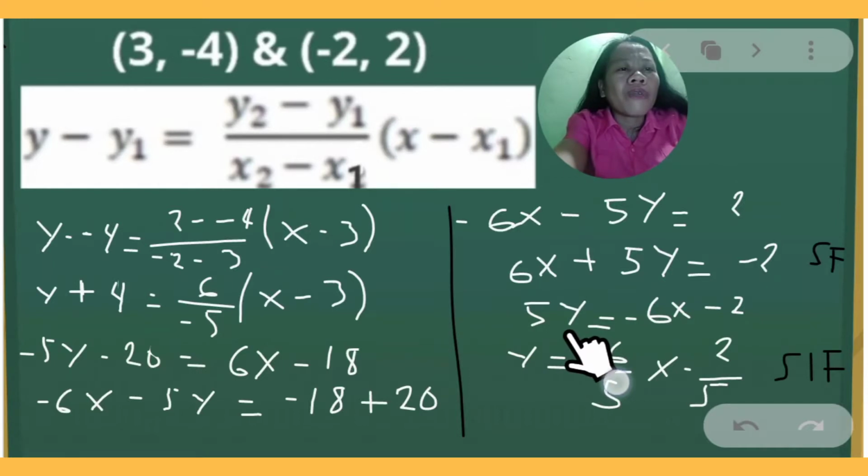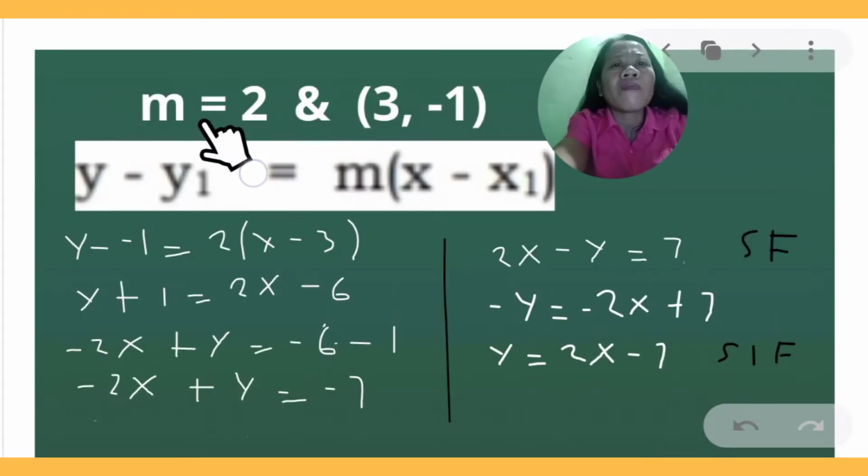eliminate the coefficient of y, or we should have positive 1 as the coefficient of y in the slope-intercept form, so we are going to divide all by positive 5. So we have 5y divided by 5, that is y. And negative 6x divided by 5, that is negative 6 over 5x. Then negative 2 divided by 5, that is negative 2 over 5. So this is now our slope-intercept form. Y is equal to negative 6 over 5x minus 2 over 5.